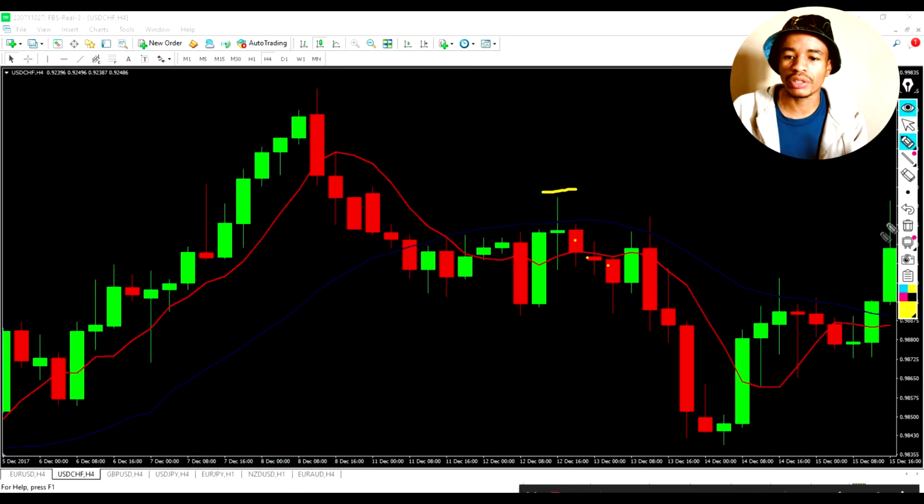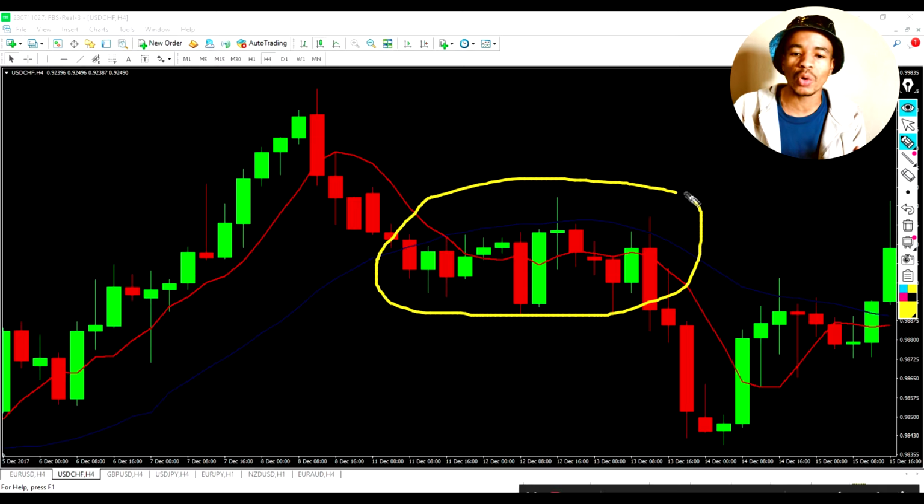So we don't have the entry right there. So that's the first disadvantage about this strategy. You need to wait and wait, and sometimes you can wait for something that is not even going to happen. Like at this point right here, you need to be knowing what you're doing. I mean, you cannot just go in blindly. You need to be knowing what you're doing.